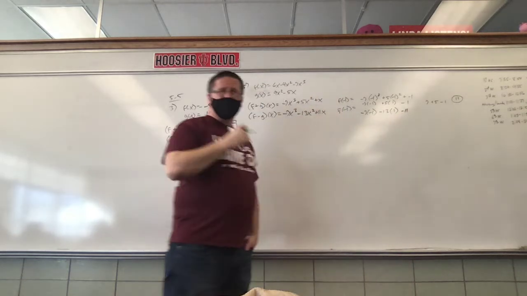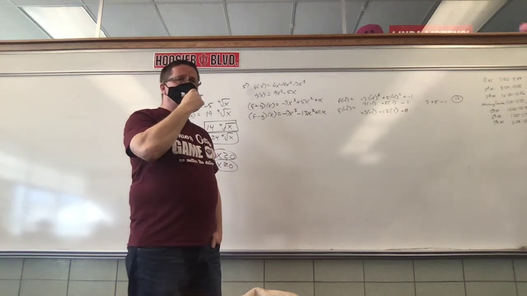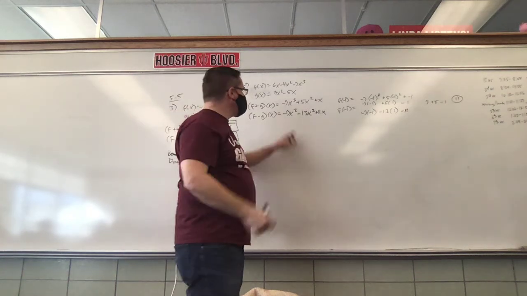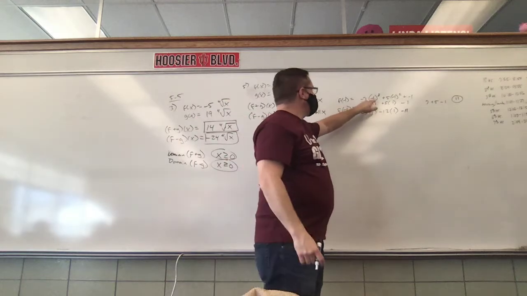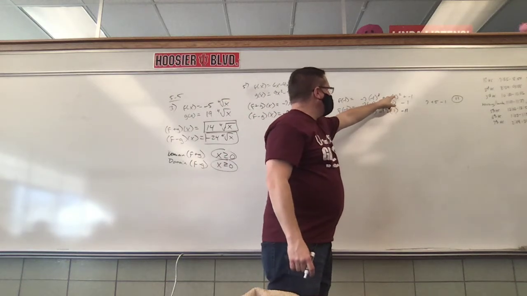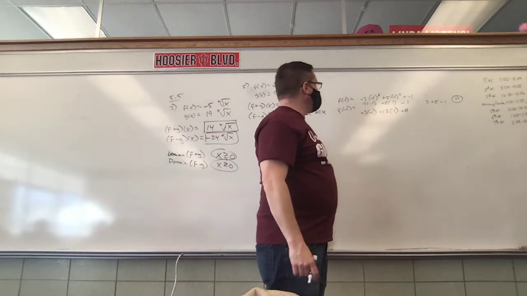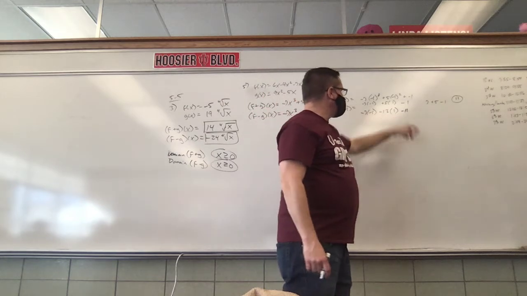I kind of skipped a step there. Are we okay with what I did? I'm just using what I did earlier. I knew that when I plugged in negative 1, it was going to be negative 1, so I put negative 1. I knew when I plug in negative 1 here, it's going to be positive 1 here, and then 11 times negative 1 is negative 11.